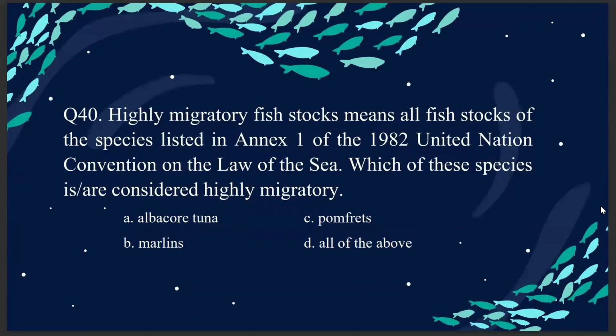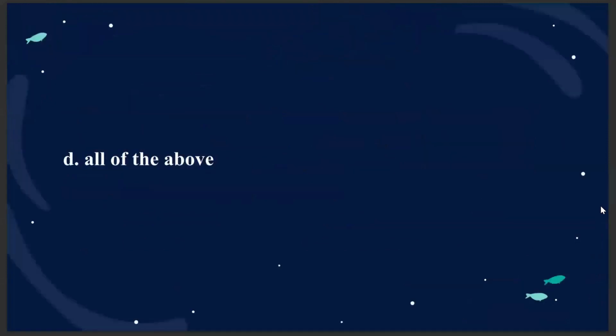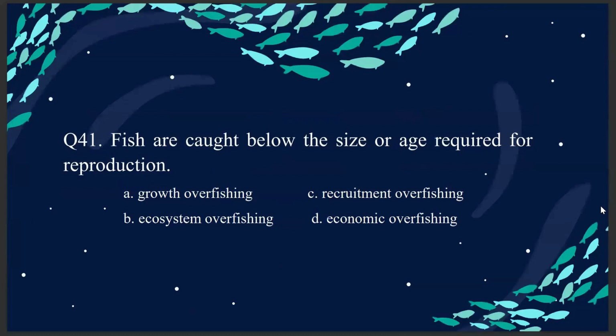For highly migratory fish stock means all fish stock of the species listed in Annex 1 of the 1982 United Nations Convention on the Law of the Sea. Each of these species is considered highly migratory. A. Albacore tuna, B. Marlins, C. Pomfrets, or D. All of the above. The answer is all of them.